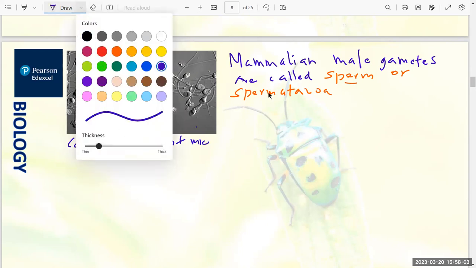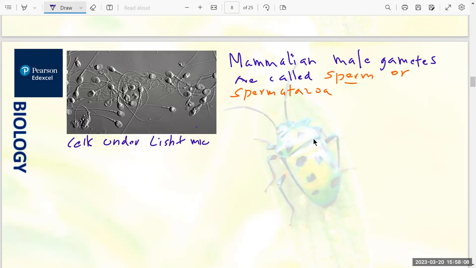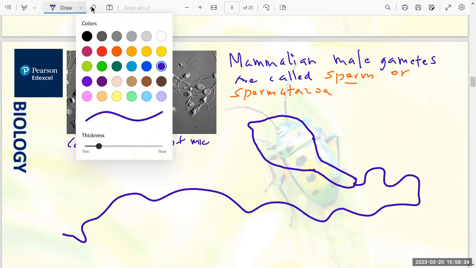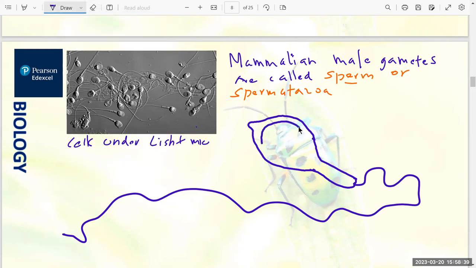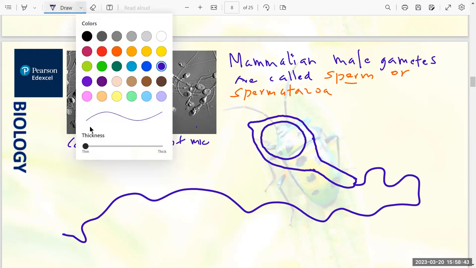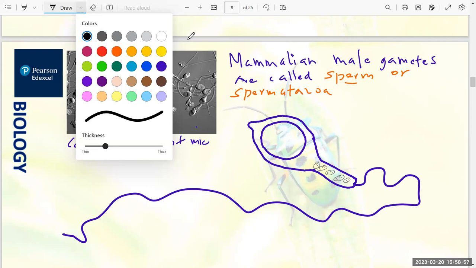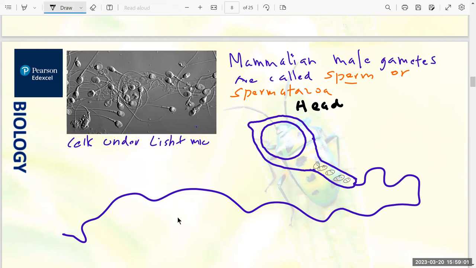Now, if you draw the structure of these cells, it has a head like this. And then the middle is like this. And again, a long tail-like structure called flagellum. Here is the nucleus. And this part contains a lot of mitochondria. So we can divide it into three regions: head, this one is the tail, and this is called the midpiece.